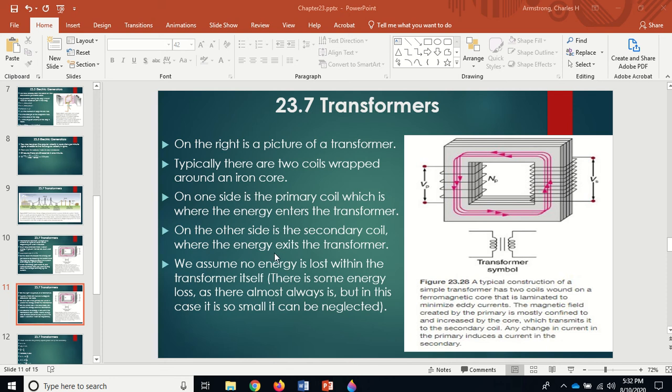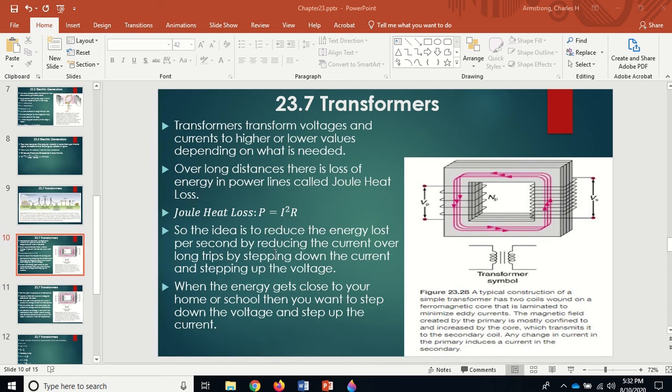So on the right, here we're on this picture. Transformers transform voltages and currents to higher or lower values depending on what is needed. Over long distances, there is a loss of energy in power lines called Joule heat loss. Joule heat loss, power equals current squared times R. That's how you figure out how much energy per second you lose. Remember, joules per second, energy over time, that's power. So you're figuring out how many joules of energy you lose per second with this equation.